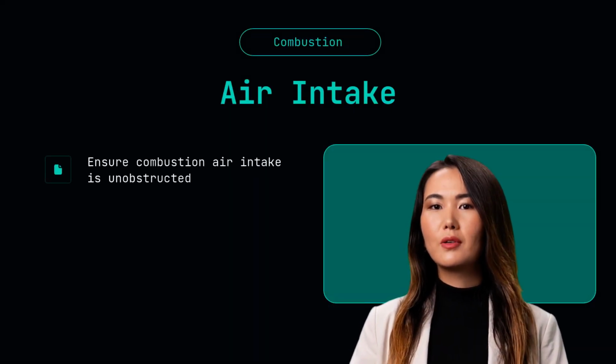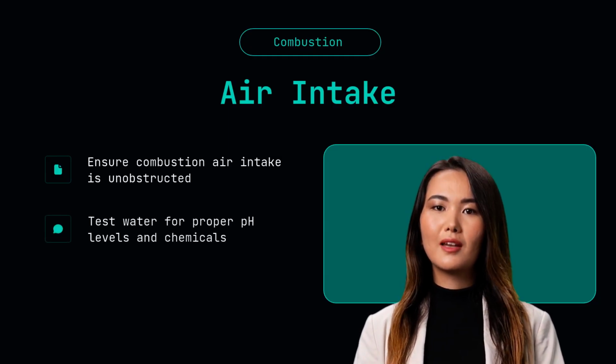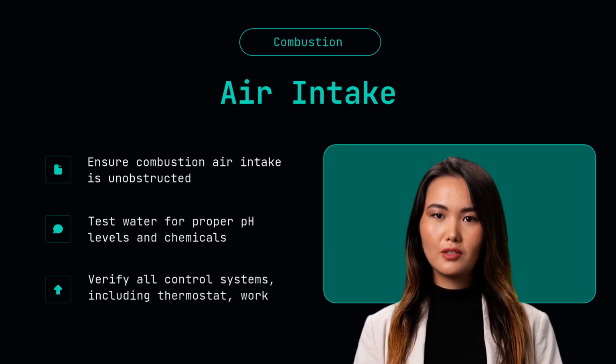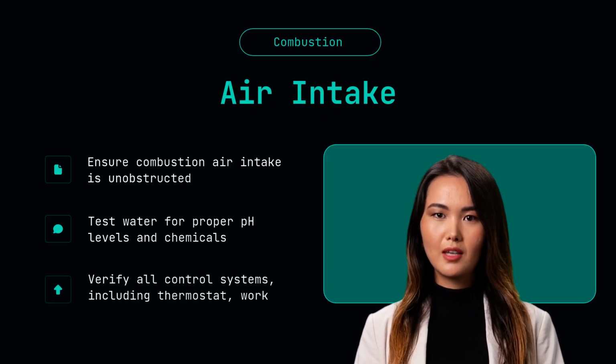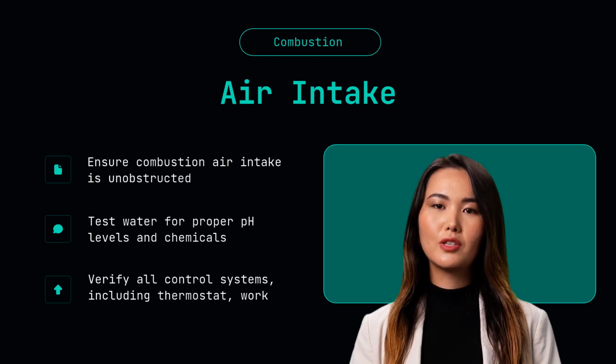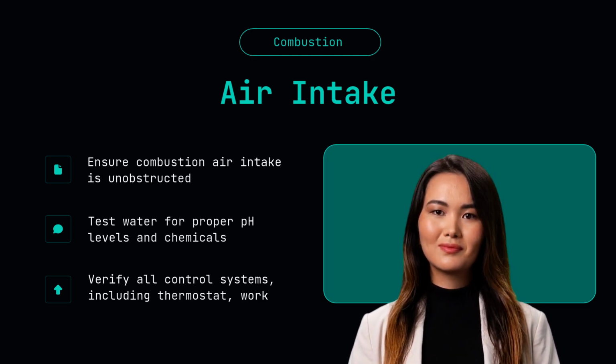Check the combustion air intake to ensure it's unobstructed. Test water for pH levels and chemical concentrations. Verify that all control systems, including the thermostat, are working properly. Inspect feed water, blowdown, and other valves for proper operation. Document any issues found and schedule repairs as needed.